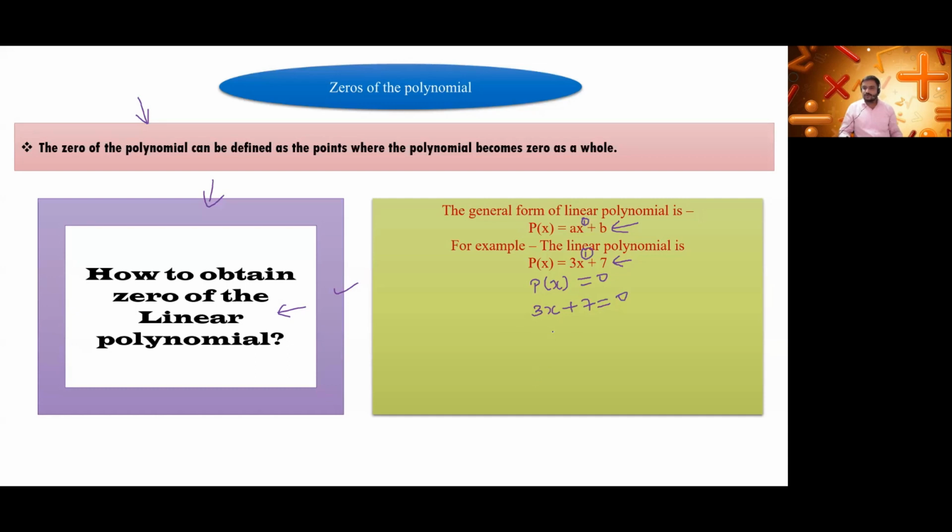Okay. So the constant part we always shift to one side, and the variable part we keep on the other side. So this will become -7 because this is +7. I will shift it on the RHS, so it will become -7. Ultimately what we will get? x will be equal to -7 upon 3. So x is equal to -7 upon 3 is the zero of this polynomial.